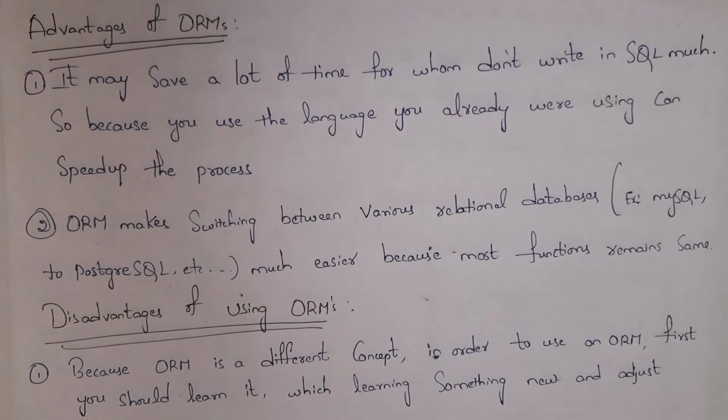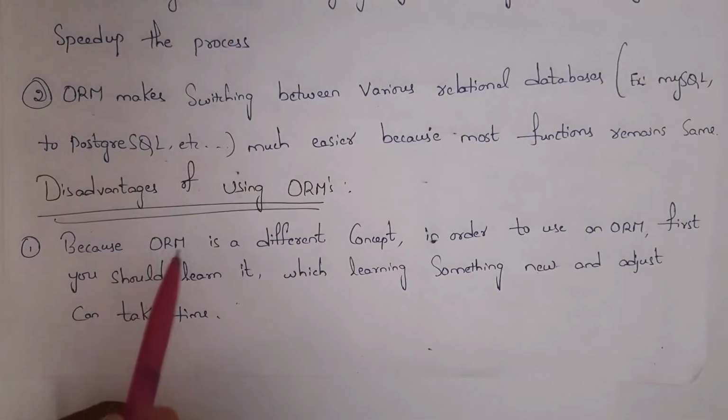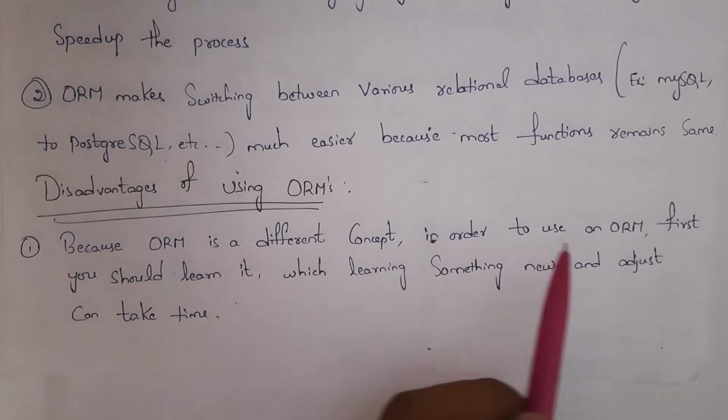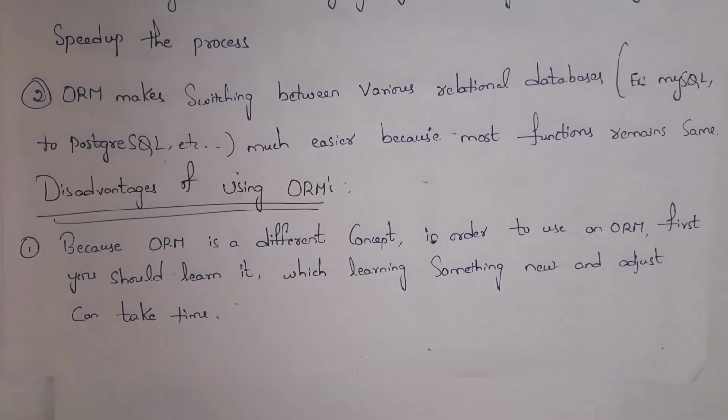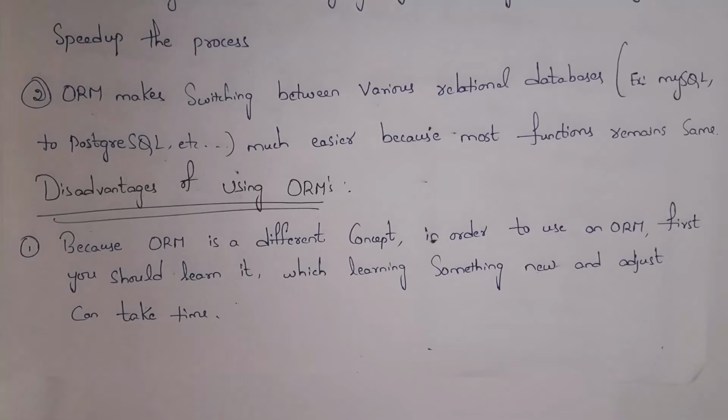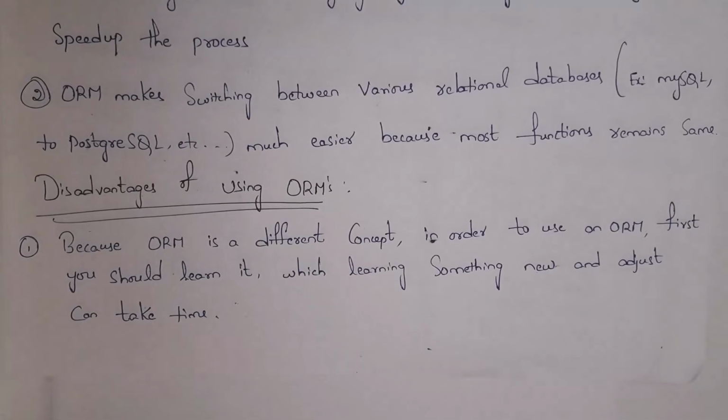Next I will explain the disadvantages of ORMs. Because ORM is a different concept, in order to use an ORM, first you should learn it, and learning something new can take time. Actually, in order to create a database and perform various operations on it, you need to learn SQL. But what if you don't know SQL? Then you can use ORMs. But what if you don't know ORMs either? Then again you need to learn ORMs. This is a time taking process.